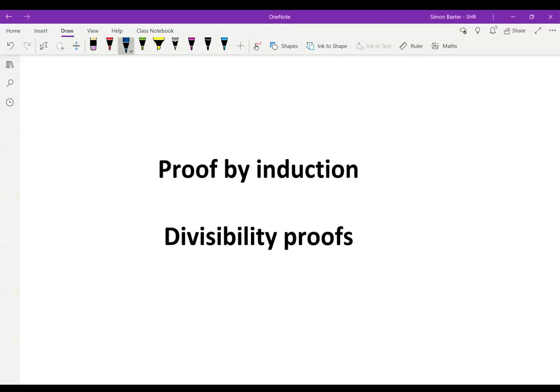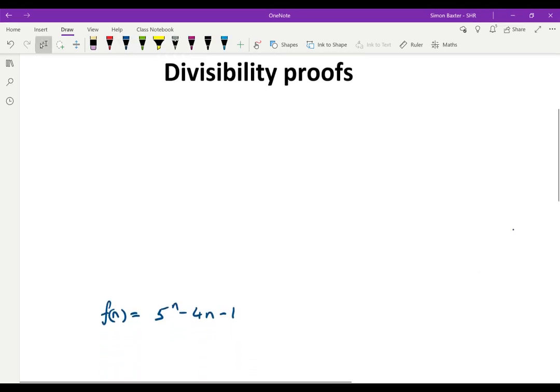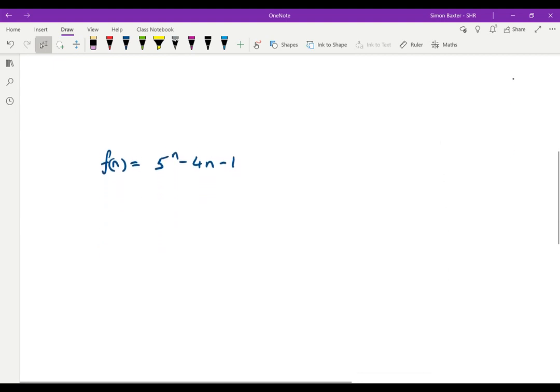Hi, there are many different types of problem which we can prove using proof by induction. Today I want to look at problems which involve divisibility. Let's first look at this function. Fn is 5 to the n minus 4n minus 1, where n is some positive whole number. Well, what happens if we put n equal to 1?